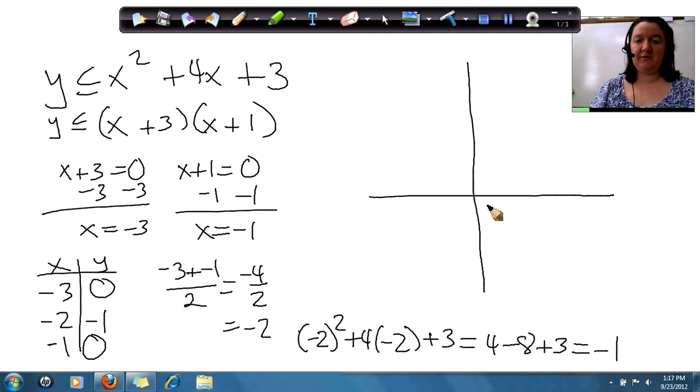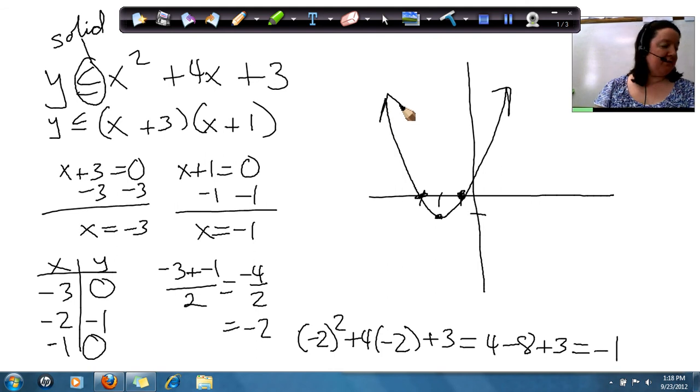So let's put our points that we have so far. I'm going to go over to negative 1. We know we have a point there. Negative 3, 0, we have a point there at our roots, and then at negative 2, negative 1. Because we have an equal part, this is going to be solid. It's a solid going up.